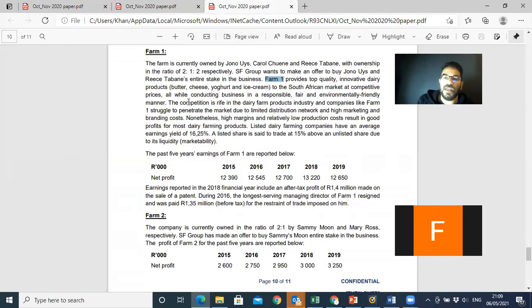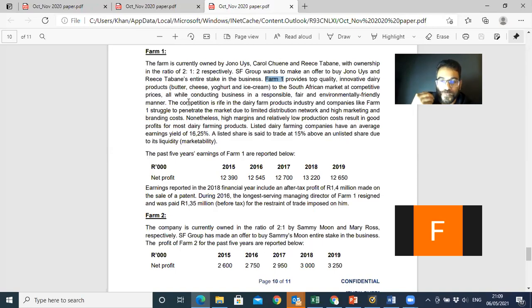Okay, so what's important? You must only take into account things that are different between the comparable PE and that of the target company. You must not make adjustments for things that are general within the industry. So we're not going to make an adjustment for competition, because that is general within the industry. They say the competition is rife in the dairy farm product industry, so it's applicable to all the dairy product farms. Okay, so it's not specific to this farm.